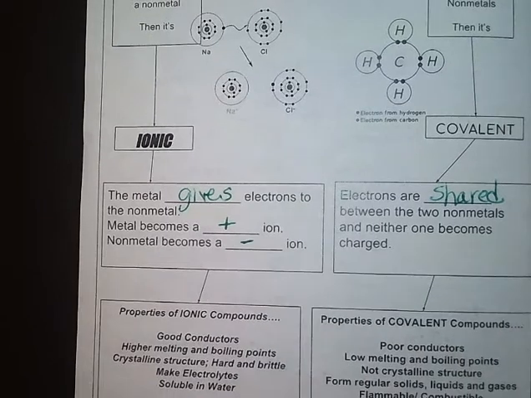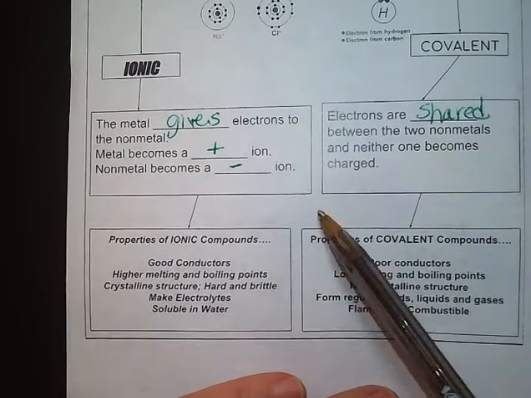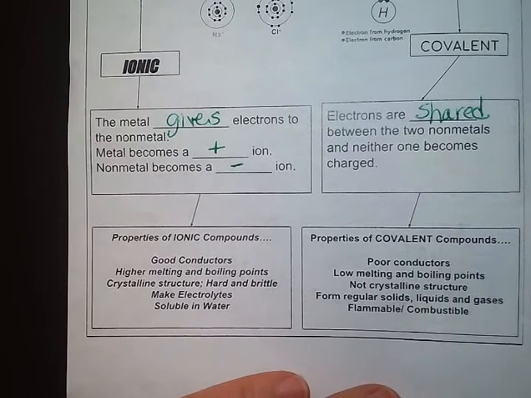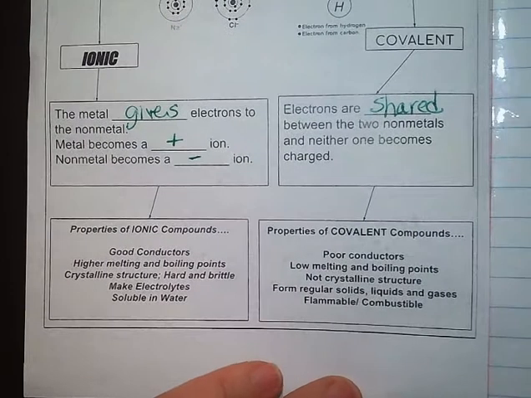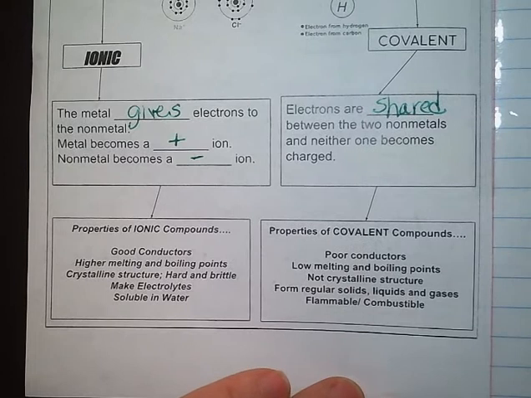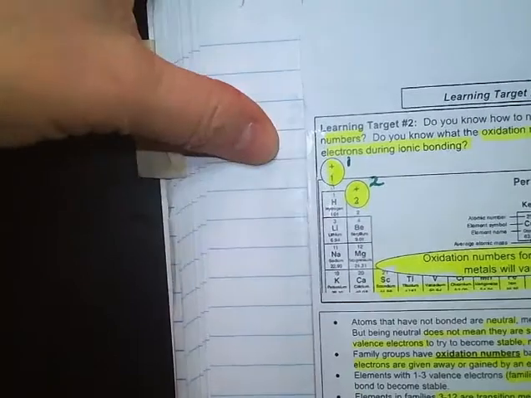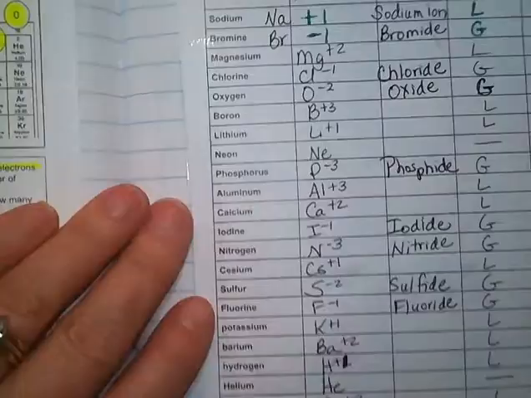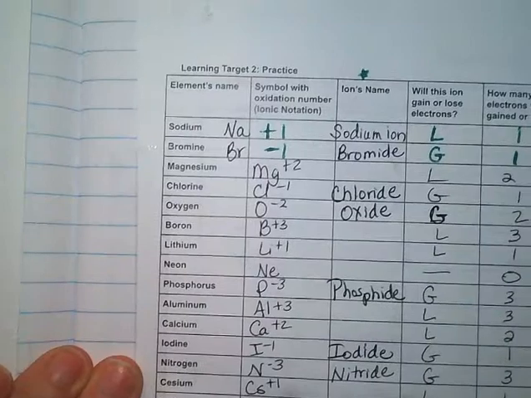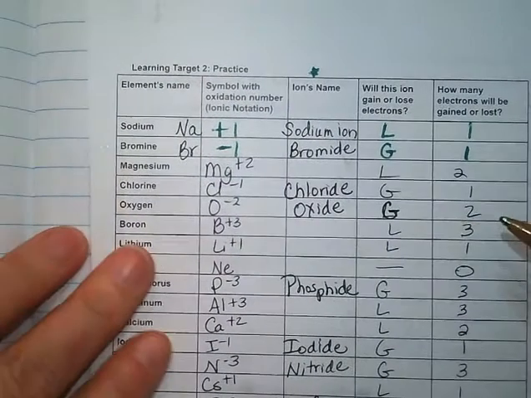I also, at the bottom here, just went ahead and typed some of the properties of ionic and covalent, and we'll do a little bit more with those to identify in a little bit. But those are there for you in your notes. So that is on page 50 of my notebook. And then over here, these are the answers. We did learning target 2 and learning target 3 practice.